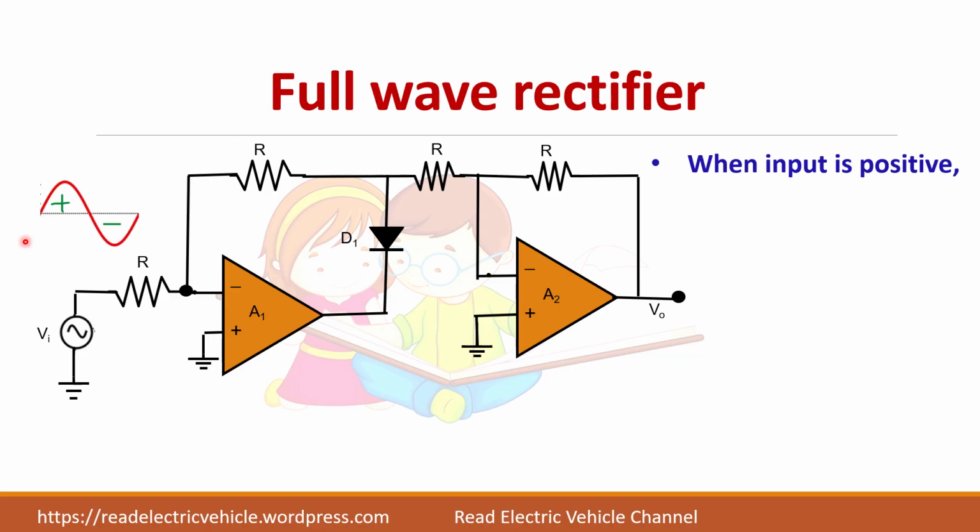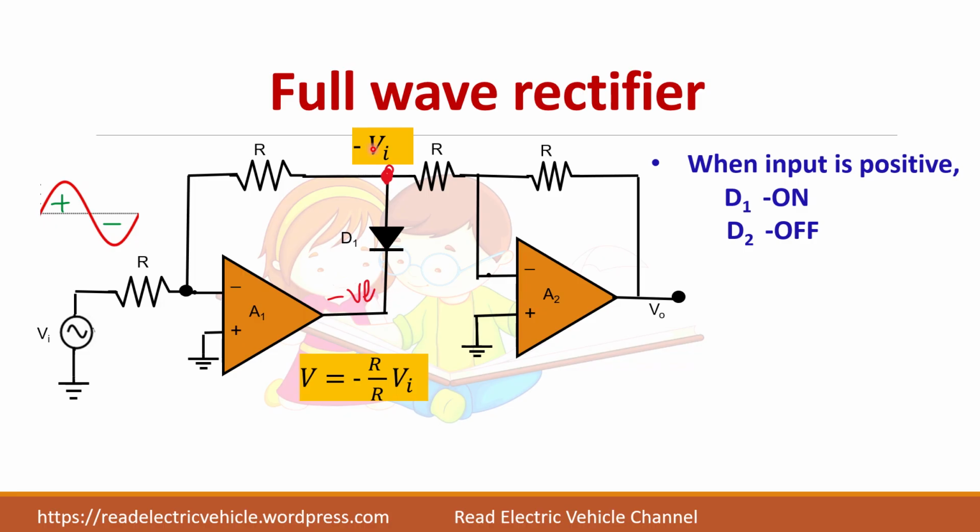Let us analyze the positive cycle first. When the input is positive, the input is connected to the negative pin, so the output is negative. This diode will be in conduction, whereas the diode D2 will be off. So it is basically an inverting amplifier with feedback resistance R and input resistance R. I can find the voltage at this point. This is shorted because this diode is on. So V is equal to minus R by R into VI, which is V equal to minus VI.